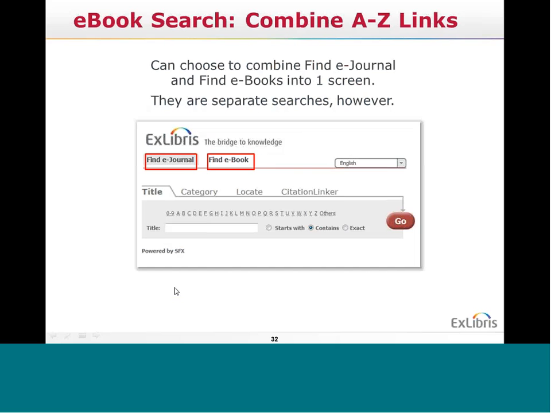One of these options is being able to display links between the eBook search and the A to Z eJournals end user interfaces. So the eJournals A to Z list and the eBook A to Z list are typically separate URLs, as we saw earlier. However, you can combine the two searches into one URL, as we see here. So they are still very separate searches on separate tabs, but both can be accessed from the same A to Z URL.